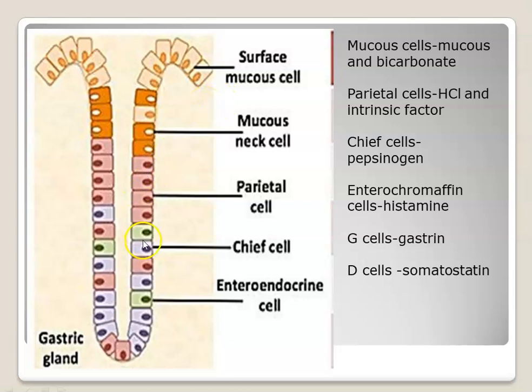The body of the gland contains the parietal cells, also called the oxyntic cells, which secrete hydrochloric acid and the intrinsic factor. The chief cells present in the base of the gland secrete pepsinogen, and the G cells secrete gastrin, and the D cells secrete somatostatin, which are also present in the base of the gland.